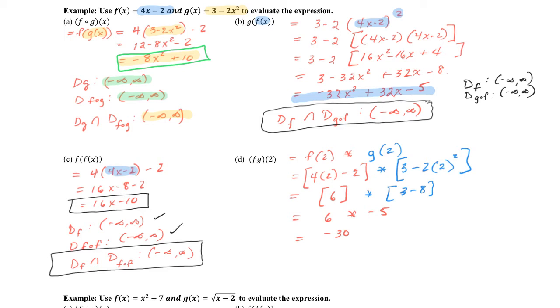All right, so part D was a little bit tricky. Hopefully you caught it. A, B, and C are all compositions, okay? Part D is actually multiplication. So part D is what we did in Module 1.